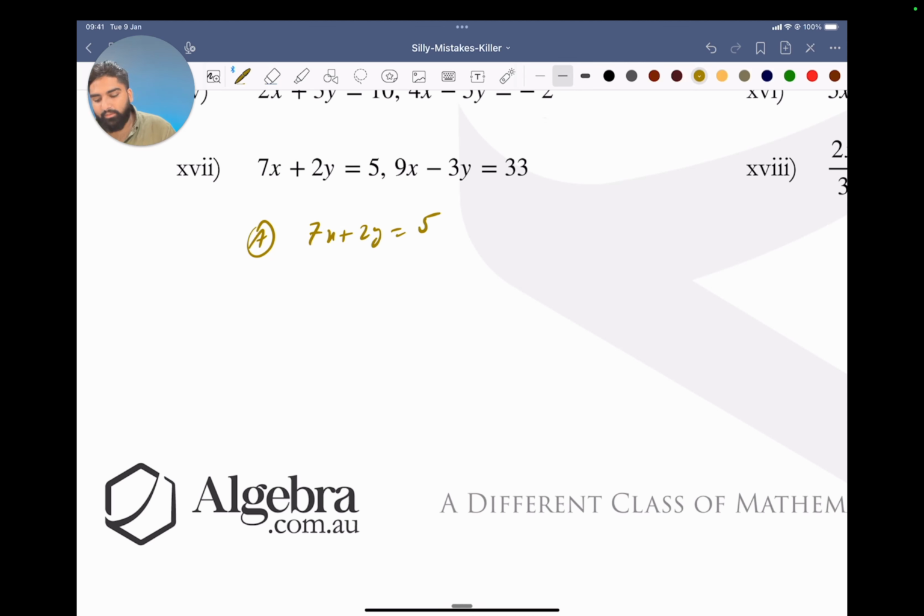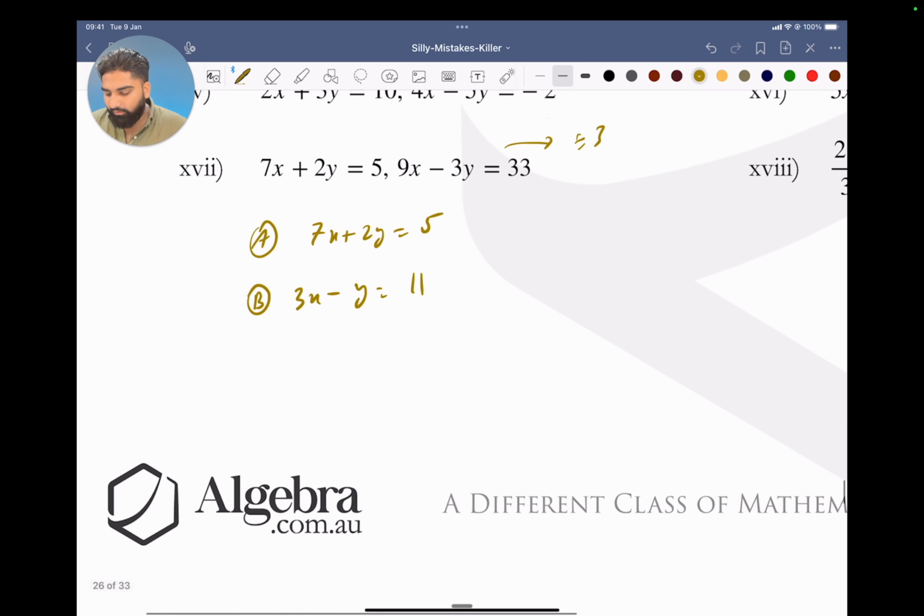But for the second one, I'm actually going to divide the entire expression by 3. You don't have to do this, but I'm going to. And what you get is 3x minus y is equal to 11. That's my new expression, so this is equation B. When you're working this out in an exam, you probably want to write down exactly what you're doing, but I'm explaining to you as I go. I'm not in an exam.